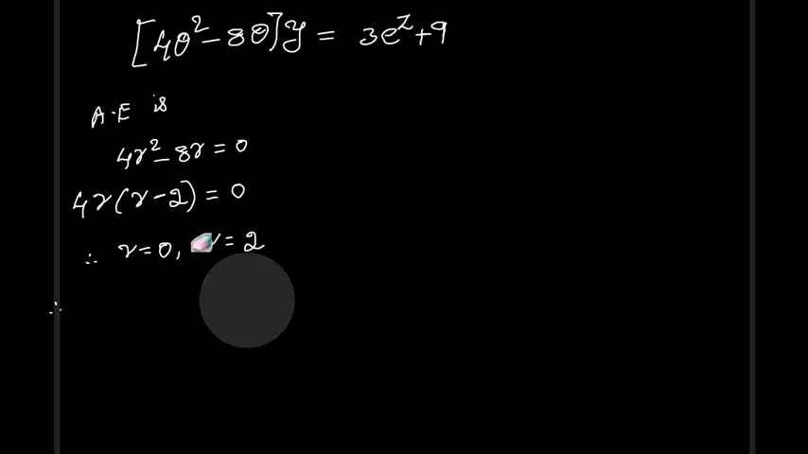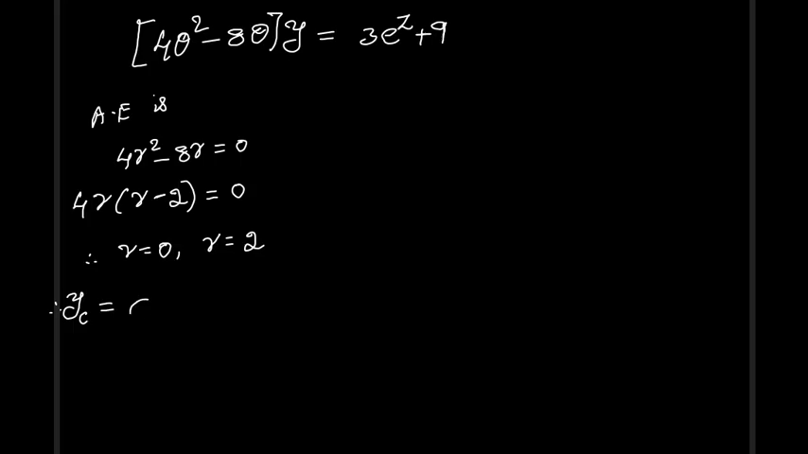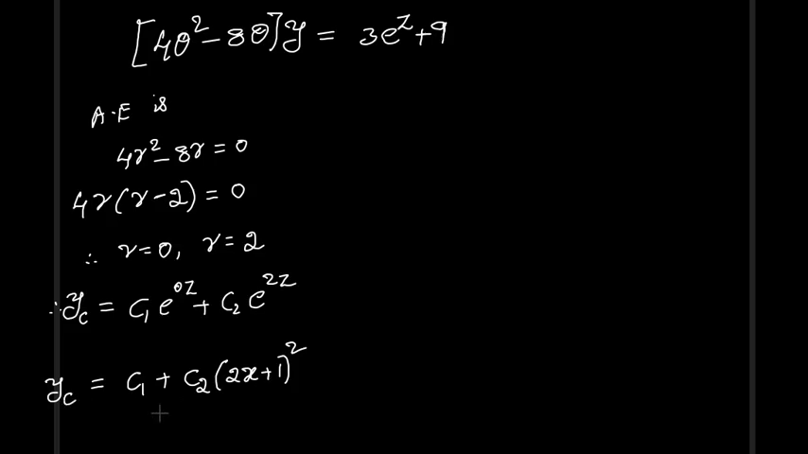Anyway, let me write it as the complementary function. So the complementary function is c1 e^(0z) + c2 e^(2z). So this equals c1 + c2 into, now e^z, you know that is (2x + 1), whole square. So this is the complementary function. Now let's go for finding the particular integral.